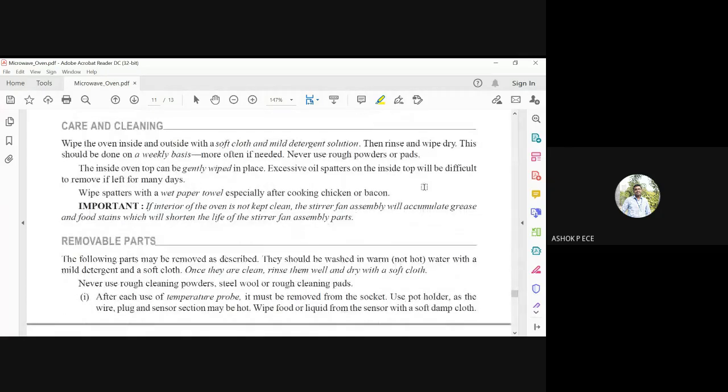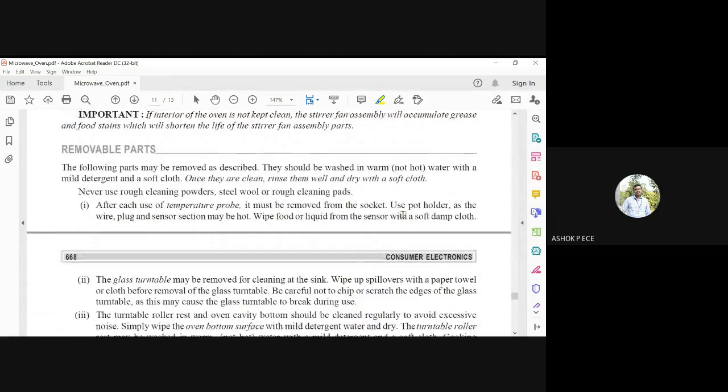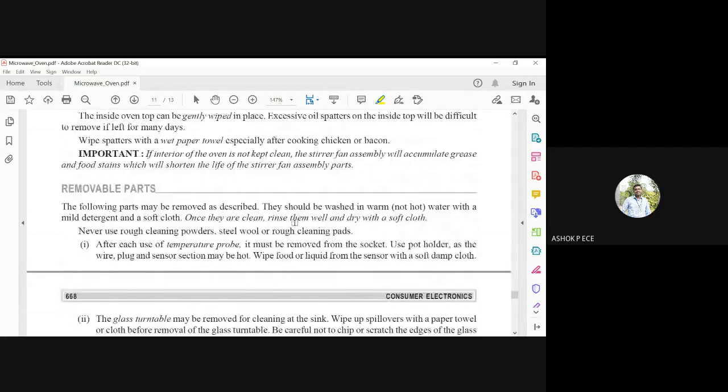And caring and cleaning: wipe the oven inside with a soft cloth. Never use water completely for cleaning. So you have to dry clean it. Never use rough powders or pads. Gently, you have to use a soft cloth. Excessive oil splatters will be difficult to remove if they stay for many days. So you have to keep it very, very clean. If the interior of the oven is not clean, it will accumulate grease and stains, which will shorten the life of the stirrer pan or some other parts. That is what they are saying, if you don't clean it properly, it may shorten the life of your oven.